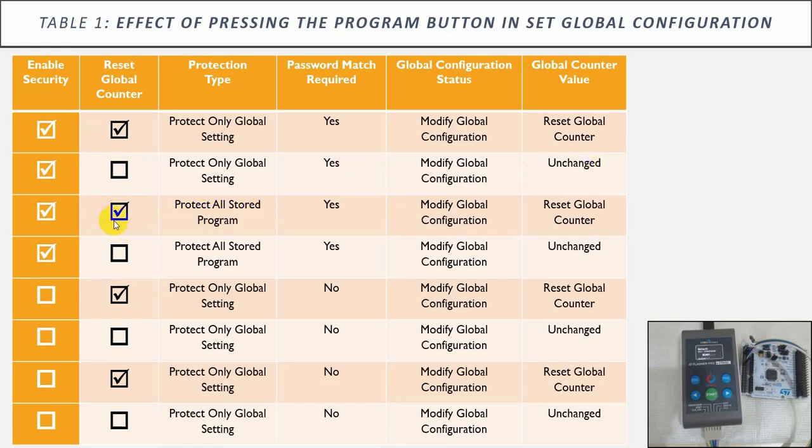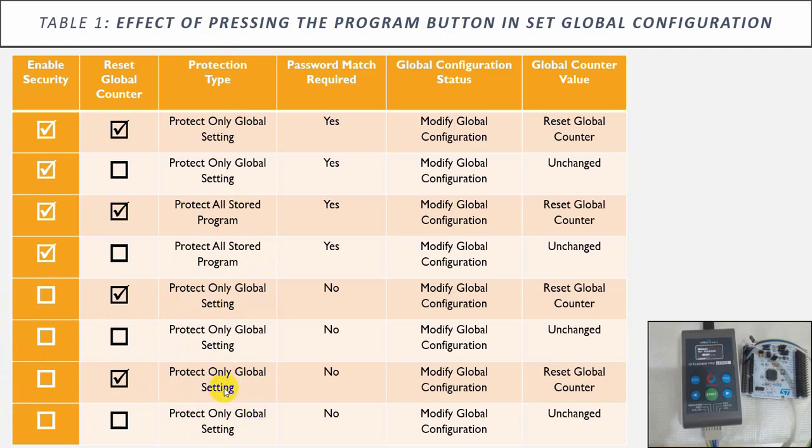Then if you select the global counter and you select all stored programs, you can see the global configuration can be modified and the counter will be reset. Similarly, you can see other options, which are more or less the same. Only if you don't enable security, your password is not required, and it still behaves in a similar way, right? Reset the global counter or keep it unchanged based on your different settings, right? And if you don't enable security, the protection type will remain as protect only global settings by default. You cannot select protect all stored programs. It will remain as protect only global settings.